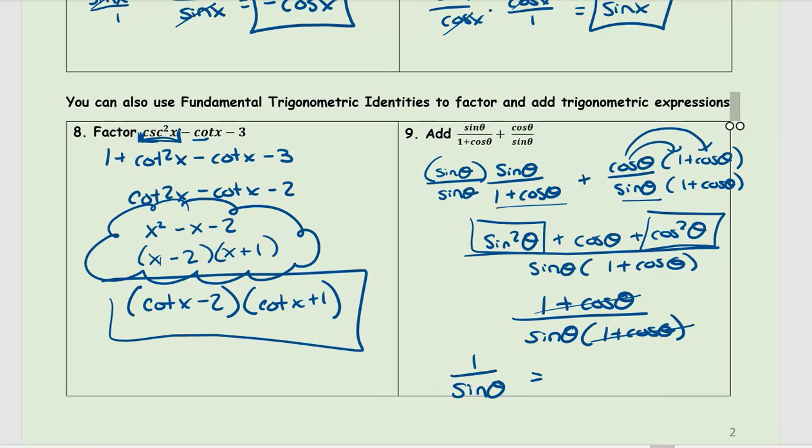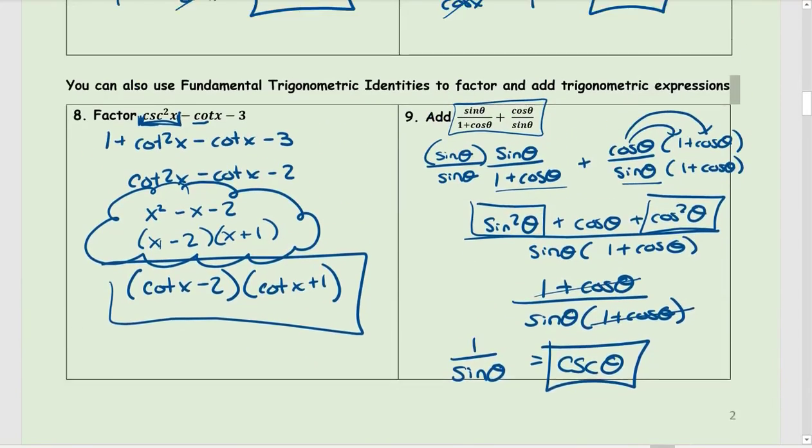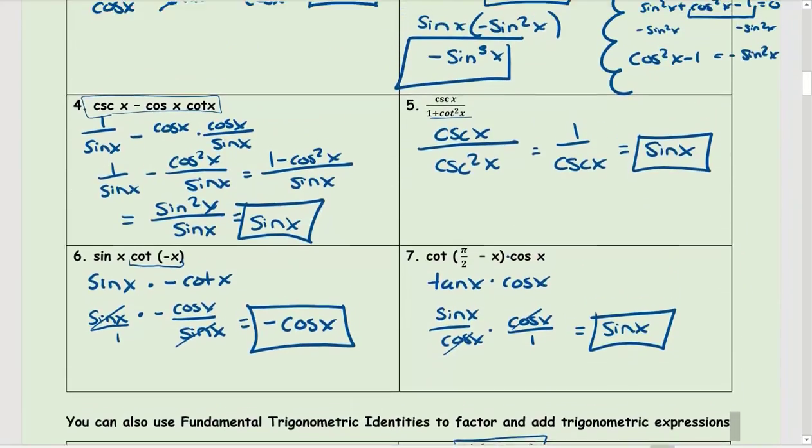which, using a reciprocal identity, is just cosecant of theta. It's much easier to use cosecant theta than it is to use this fraction mess. And that's why we simplify trigonometric identities, so that we can later solve them, and we'll be doing that in a couple of days.